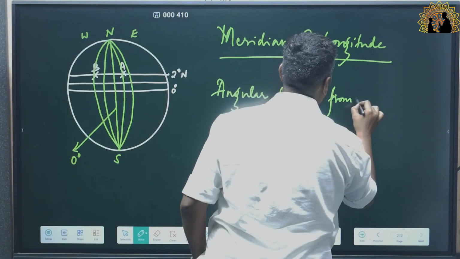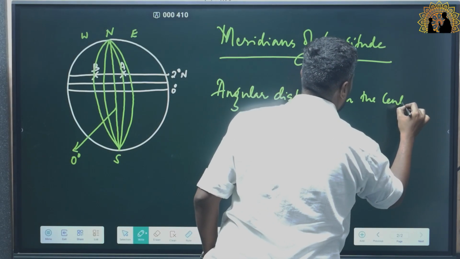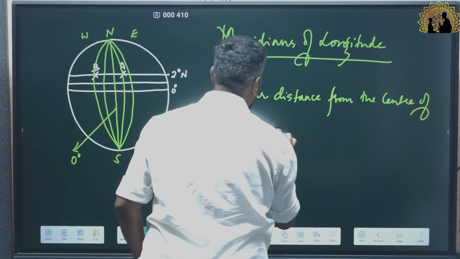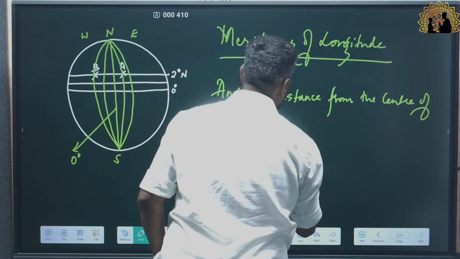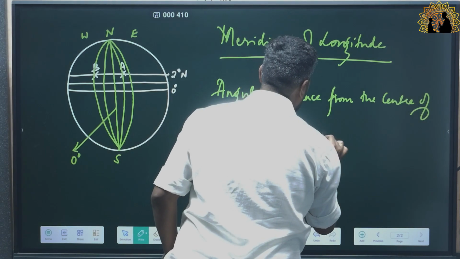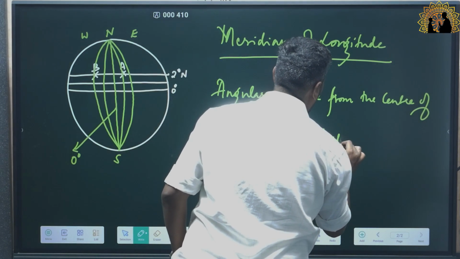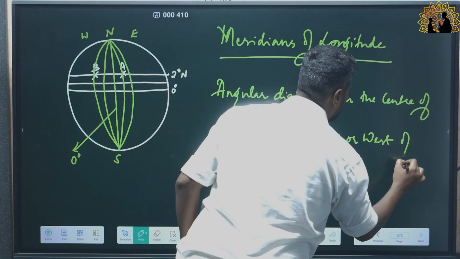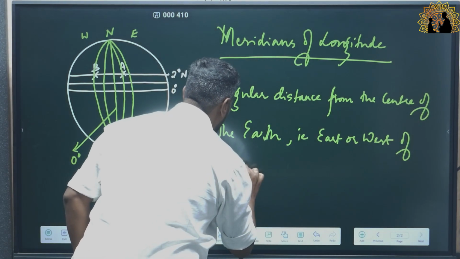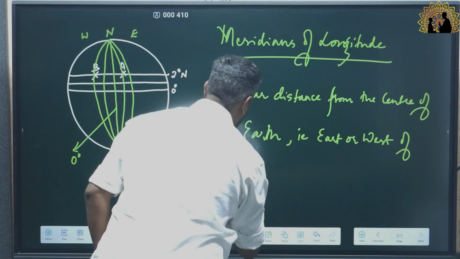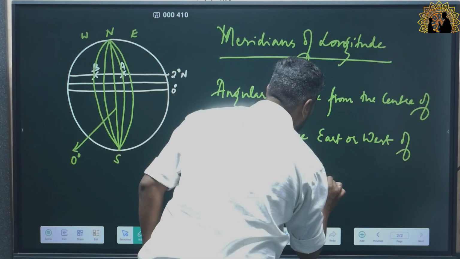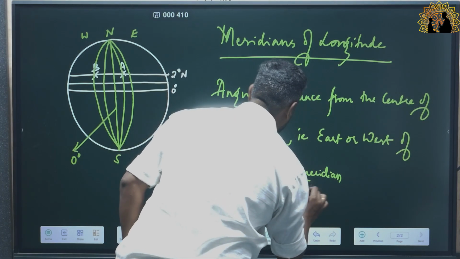This is also the angular distance from the center of the earth, that is, east or west of the Greenwich Meridian, that is your prime meridian. So what do you mean by this? I'll explain to you. Look at this.